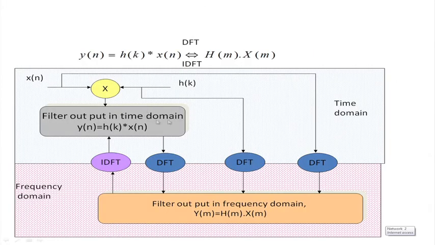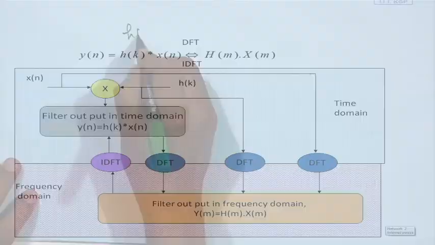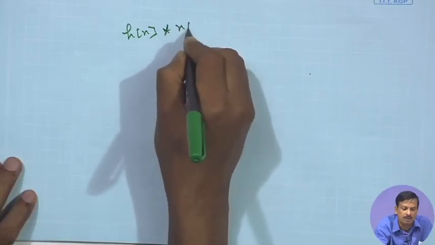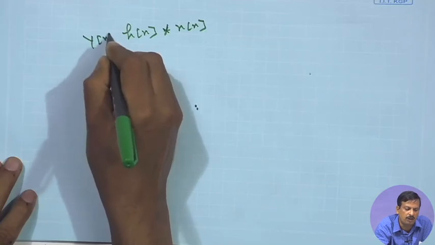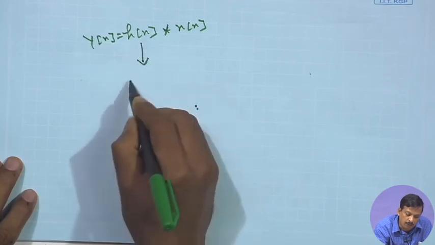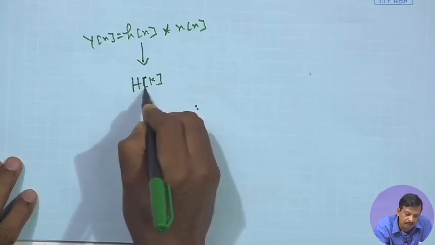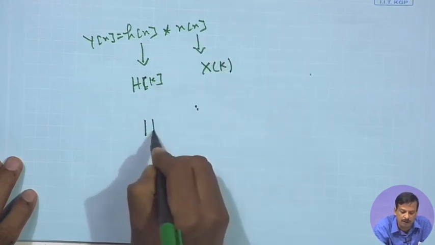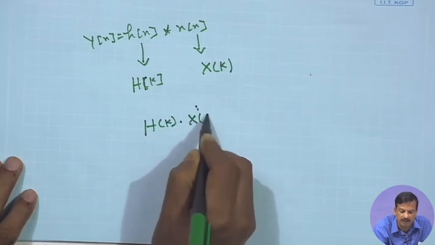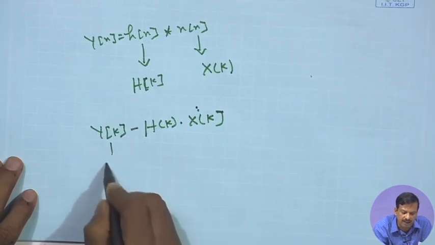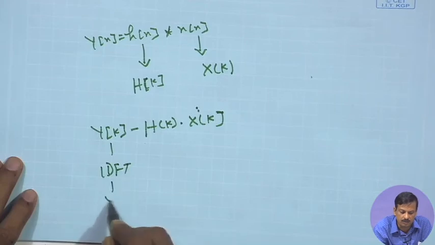Two methods. I can say that I have a filter whose response is h[n]. If I know the time domain transfer function of the filter, then I convolve the input signal with it and get the output of the filter. Or, I can take the frequency response of the filter, which is H[k], and the frequency response of the input signal X[k], and multiply H[k] with X[k] to get Y[k]. Then I take the IDFT to get y[n].